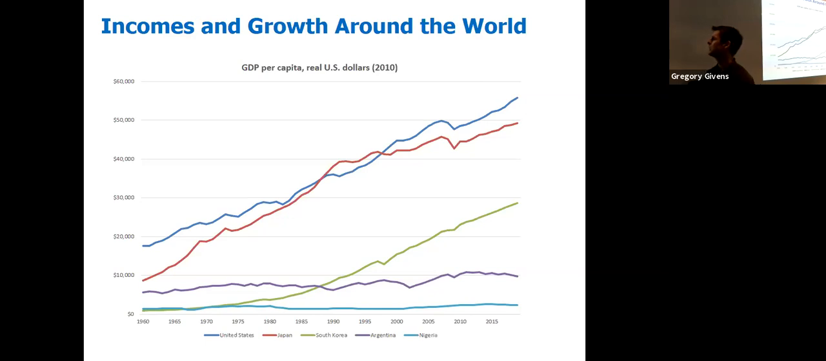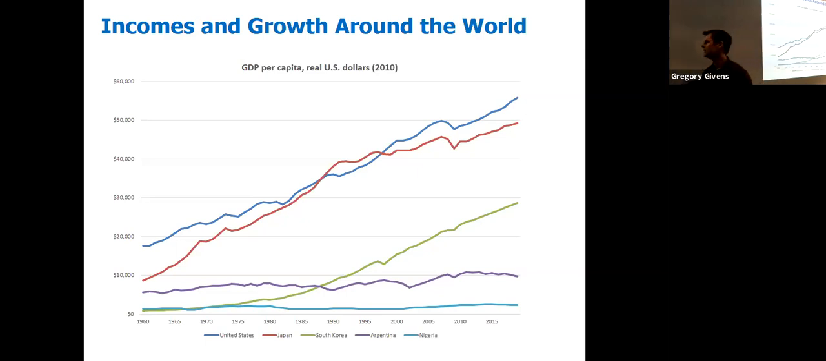It grew rapidly and is now among one of the world's richest countries. Look at Argentina. Argentina was relatively well off back in the 50s and 60s. They were kind of in the middle of the world income distribution. Argentina has been an economic basket case for a century, and hasn't experienced hardly any growth as a result of it. And today, Argentina is a relatively poor nation.